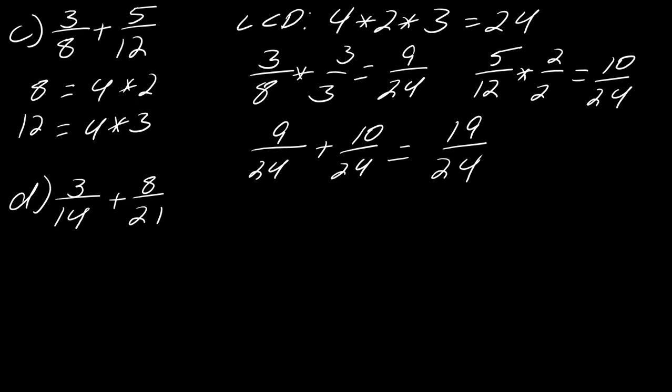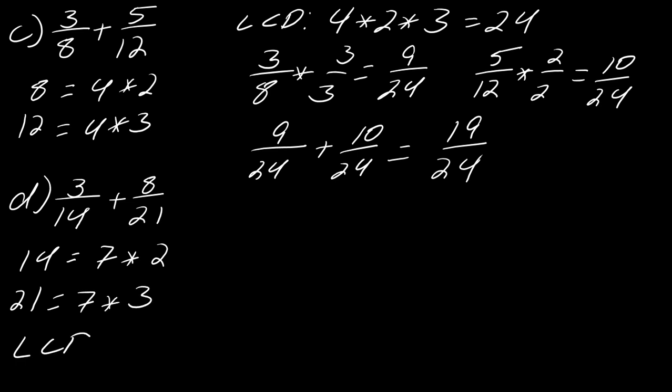Okay, so next I have 3 over 14 plus 8 over 21. The largest number that divides into 14 and 21 is 7. So 14 can be written as 7 times 2. 21 can be written as 7 times 3. So my LCD is 7 times 2 times 3. So that's going to equal 42.